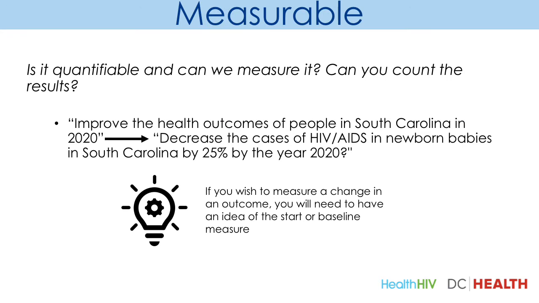Measurable answers the question, is it quantifiable and can we measure it? Can you count the results? Measurable indicates those objectives that are able to be measured in a way to demonstrate some level of impact or success. How can you measure any changes? Use values like numbers or percentages to describe changes. For example, instead of writing the objective, improve the health outcomes of people in South Carolina in 2020, you can write decrease the cases of HIV/AIDS in newborn babies in South Carolina by 25% by the year 2020. If you wish to measure a change in an outcome, you will need to have an idea of the start or baseline measure.